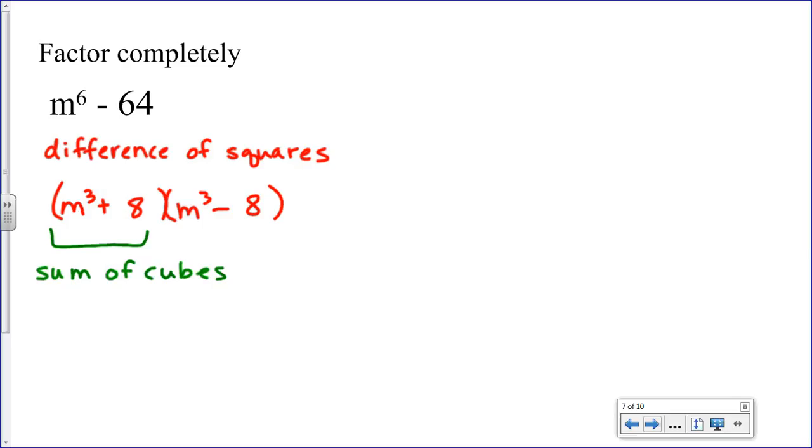N cubed is a perfect cube, 8 is a perfect cube. So what is my A? What's the cube root of n cubed? What is my B? What's the cube root of 8? 2. Okay, so do the sum of cubes for this. Write that out. Use your rule there. Get some practice.